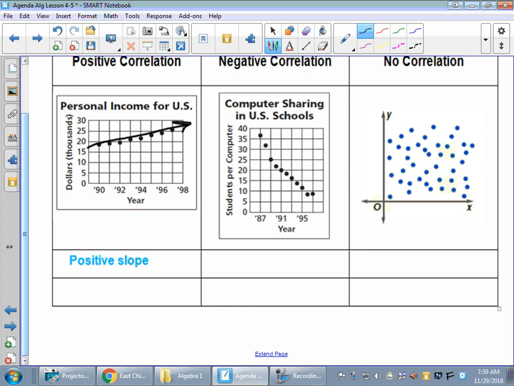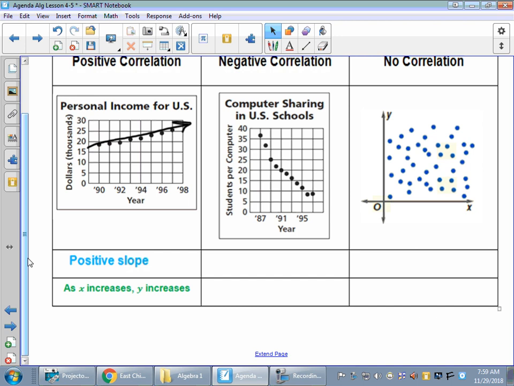That's number one. And then we could say, as x increases, then y increases. Or if you actually wanted to use the terms from the axes, as the years go up, as time went by, the dollars went up. More money was made for personal income.